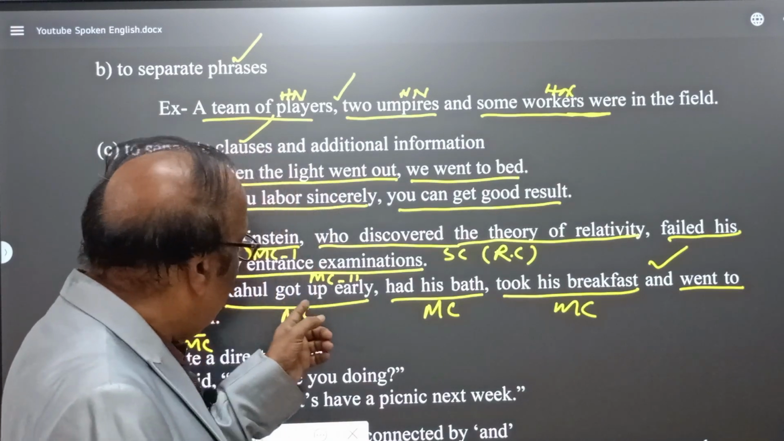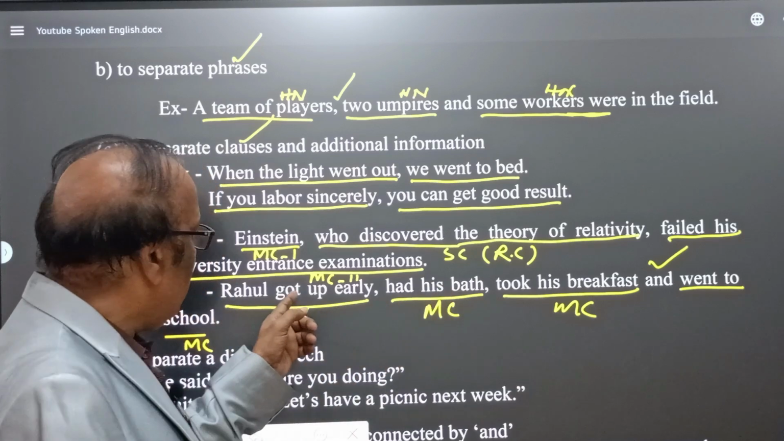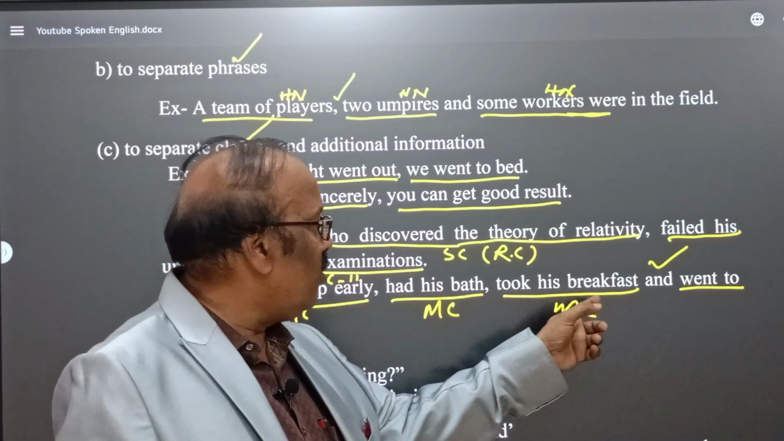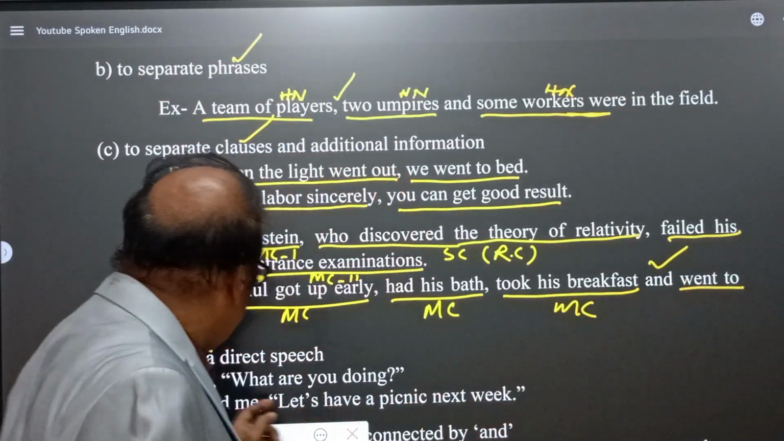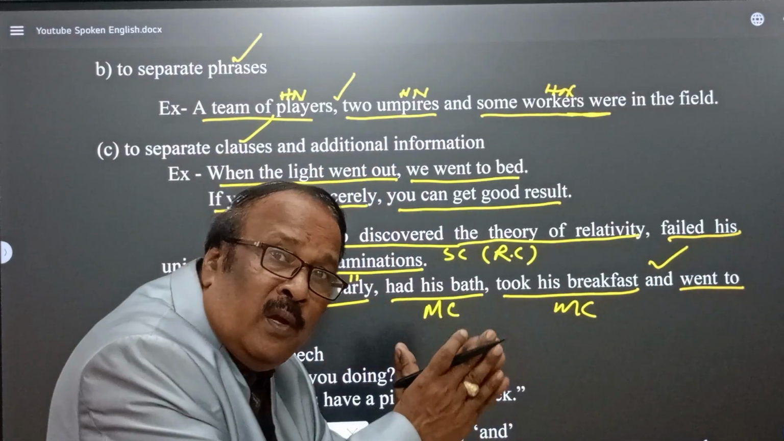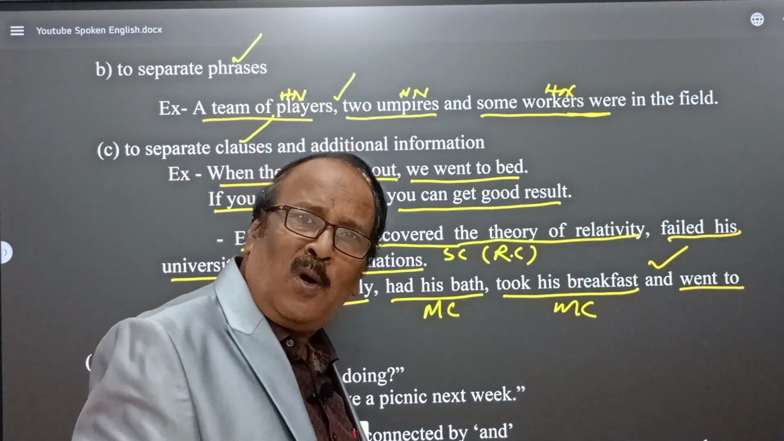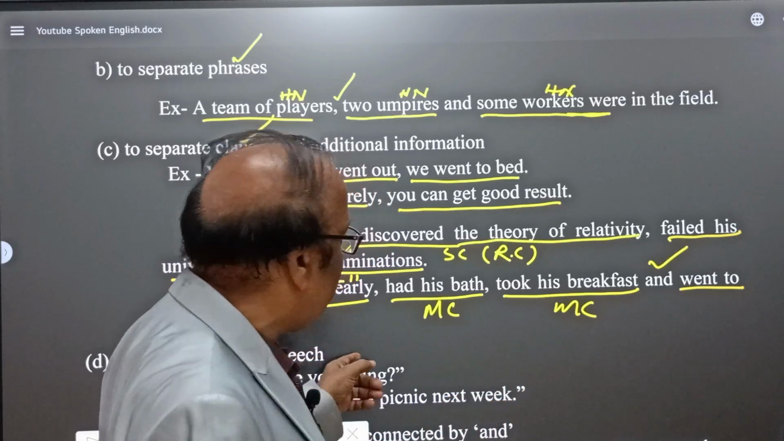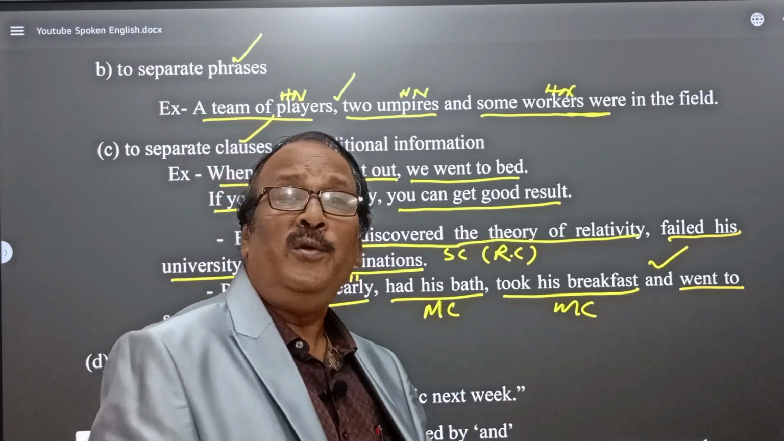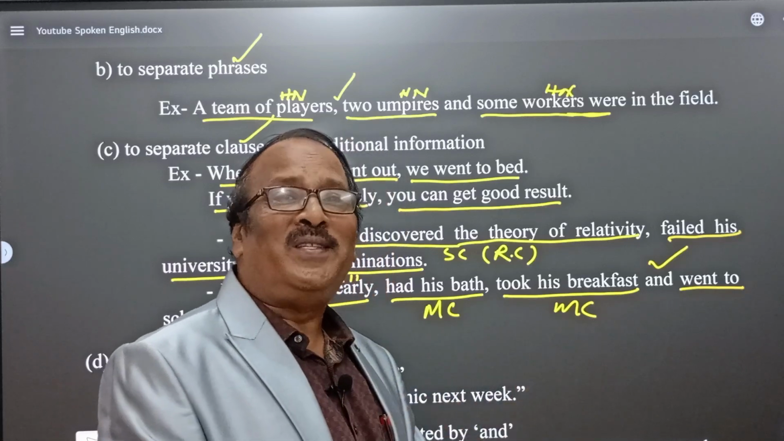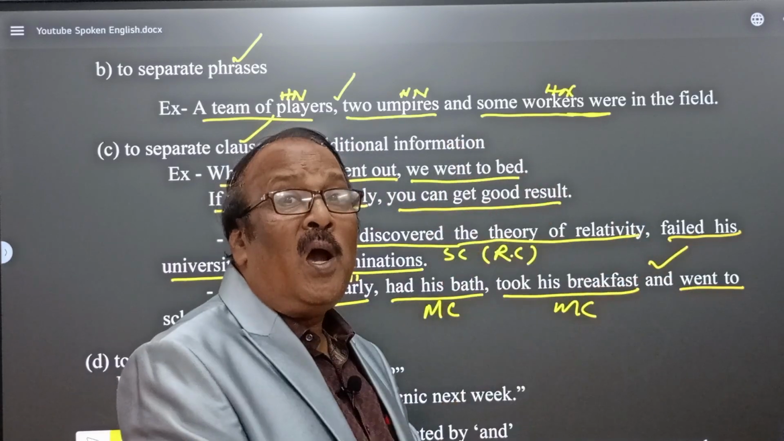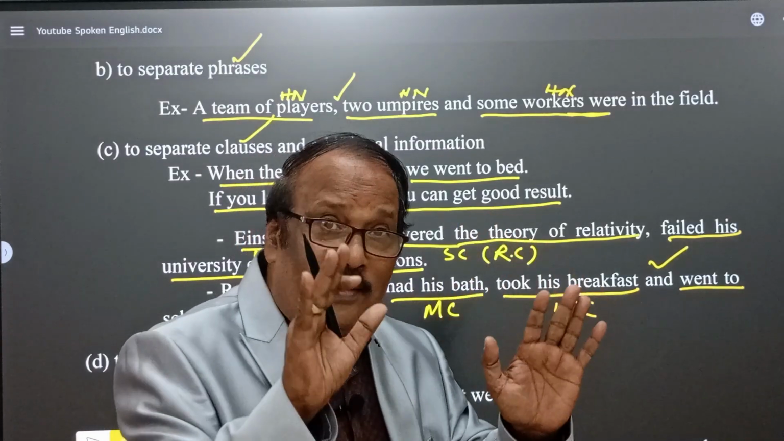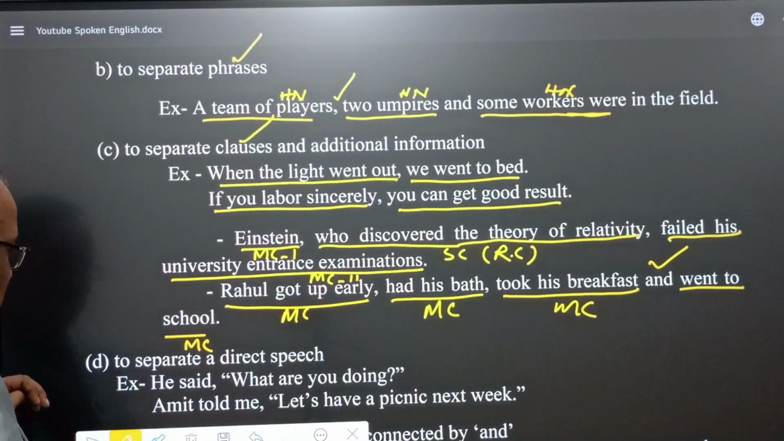Yes, here, four: Rahul got up early. Rahul had his bath. Rahul took his breakfast. Rahul went to school. And whenever we join all these four clauses, we find this compound sentence. This is a compound sentence, and therefore commas are used to separate clauses in order to express our feelings or thoughts in a proper manner. Yes. Well, now come the next idea.